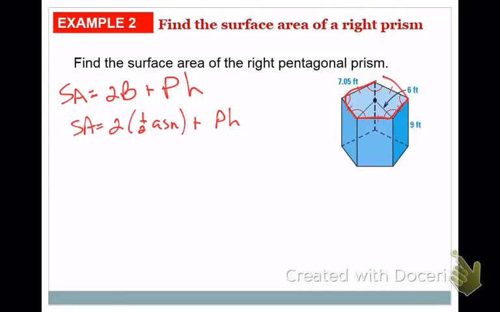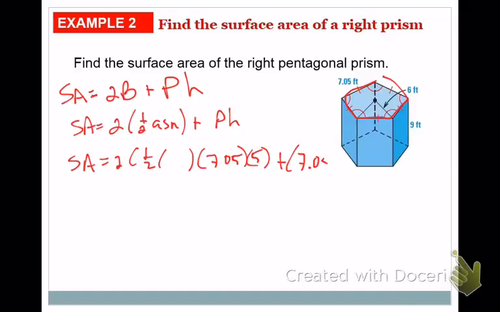So we can start filling in some numbers here. 2 times 1/2. We need the apothem, which we don't have. So I'll leave that blank for a second. The side length is 7.05, and it's got 5 sides. That's n. Plus, well, the perimeter of that pentagon is going to be the side length times the number of sides, and then we're going to multiply by the height of the prism. That's where the 9 comes in. So all we need now is the apothem for that pentagon.